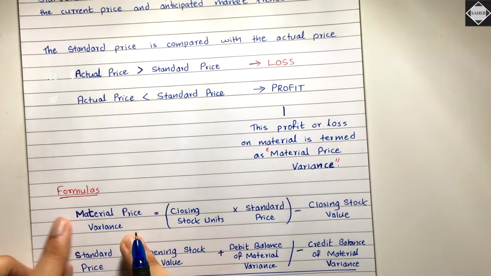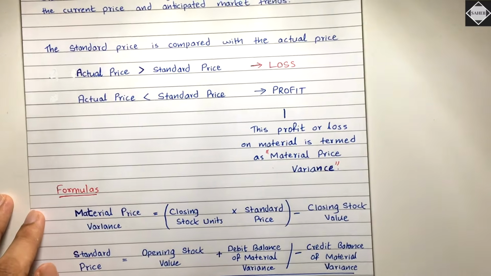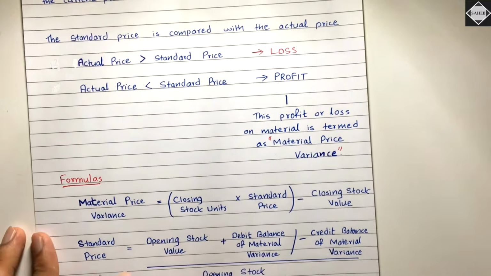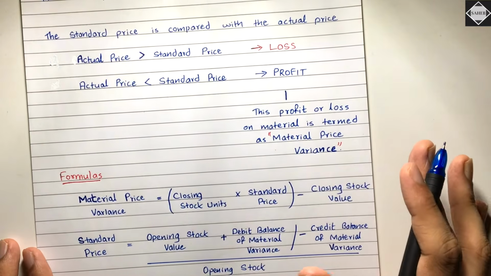So that will give you the material price variance. Okay, you will have to calculate this at last. Fine. And then moving on, how to calculate standard price. See, it's really simple how to calculate standard price.